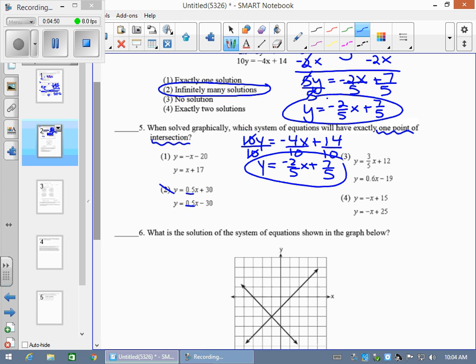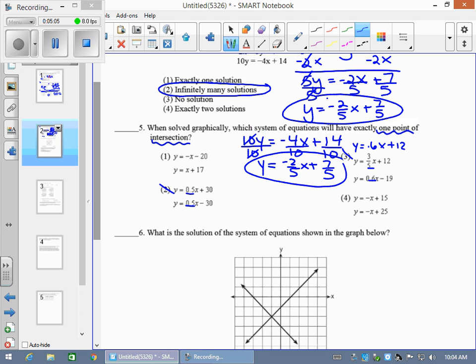Choice 3, if I look at the slope quickly, it doesn't look like they're the same, but that's just because one is in fraction form, one is in decimal form. 3/5 is the same as 0.6x plus 12. So again, this system has the same slope, so they'll never intersect.